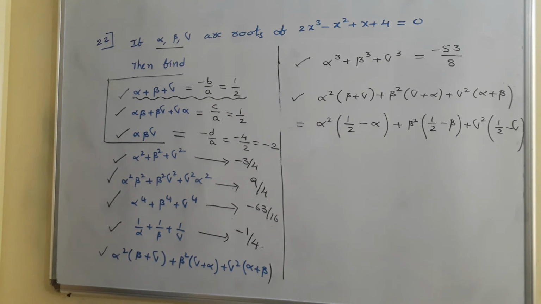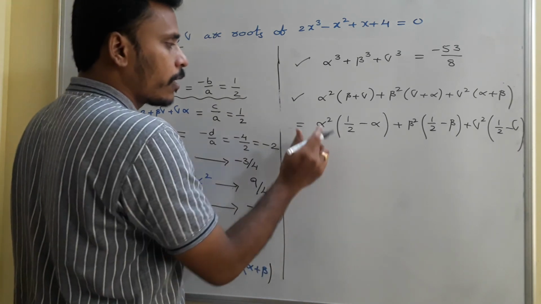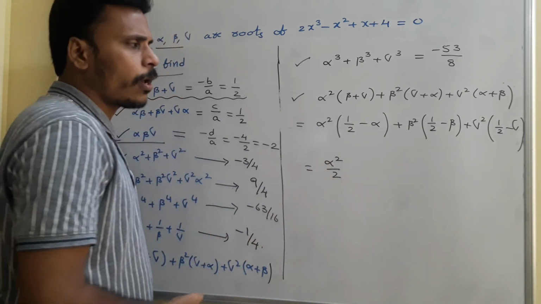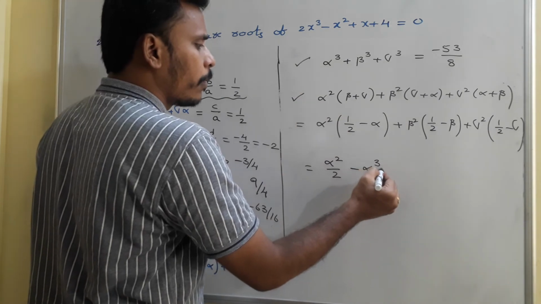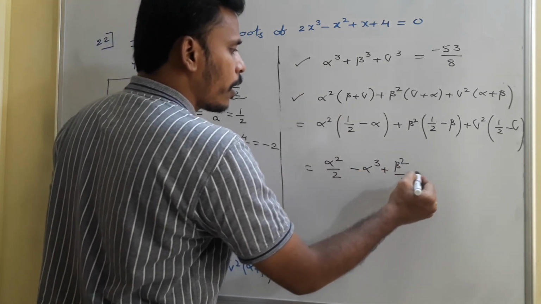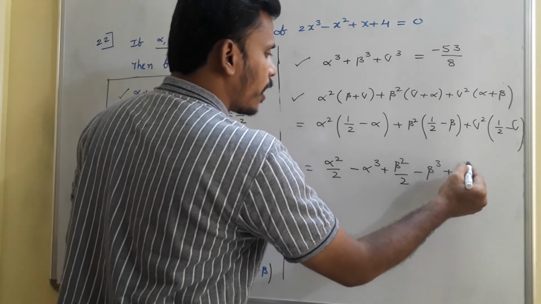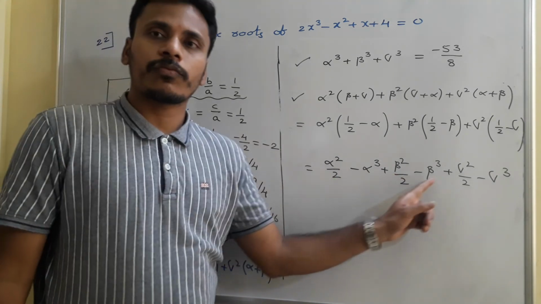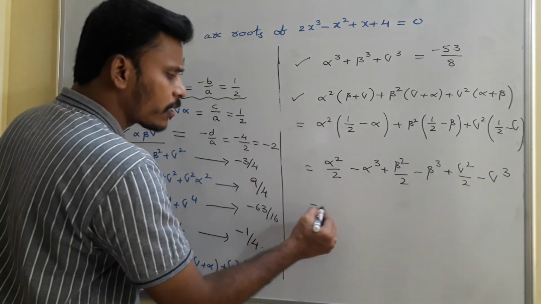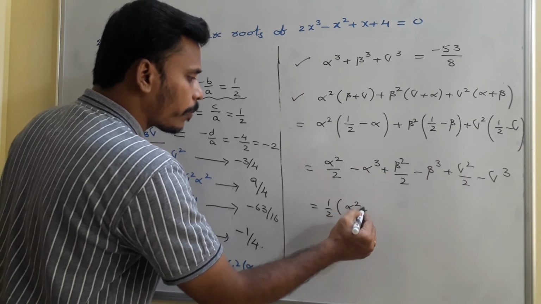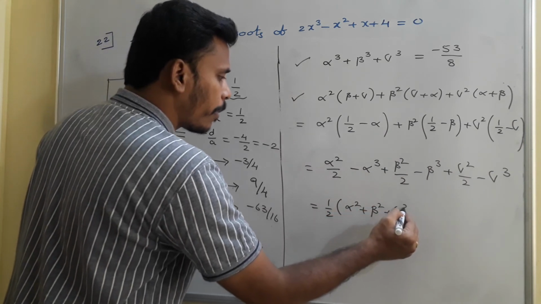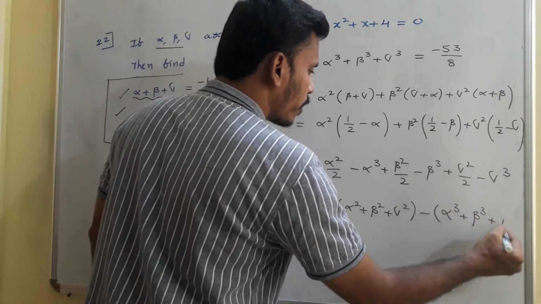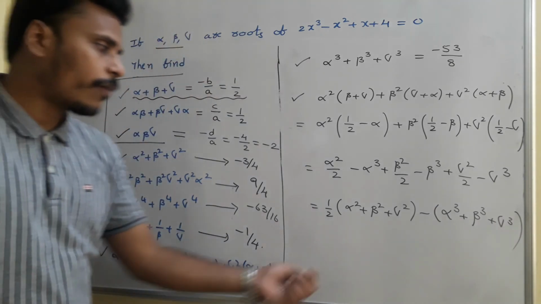Okay, then how to simplify it? So as a part of simplification, alpha square into 1 by 2, alpha square by 2, minus alpha cube, plus beta square by 2 minus beta cube, plus gamma square by 2 minus gamma cube. From this, alpha square by 2, beta square by 2, gamma square by 2, so what is it? Half of alpha square plus beta square plus gamma square, and minus of alpha cube plus beta cube plus gamma cube.